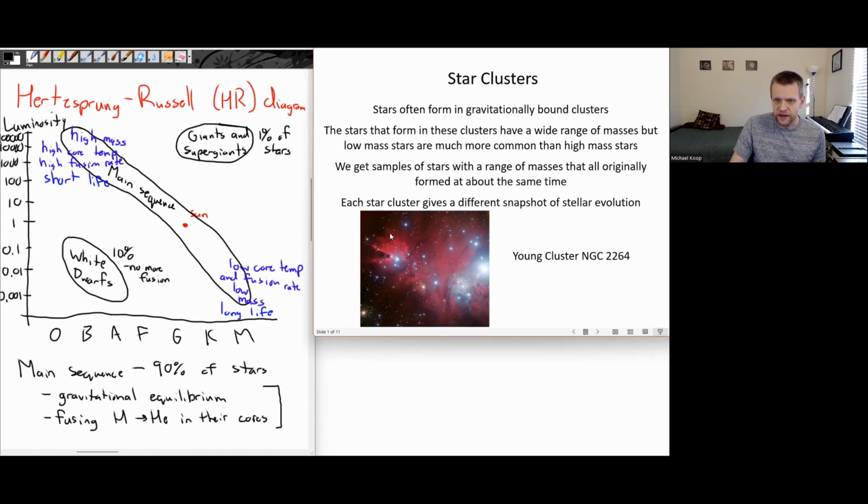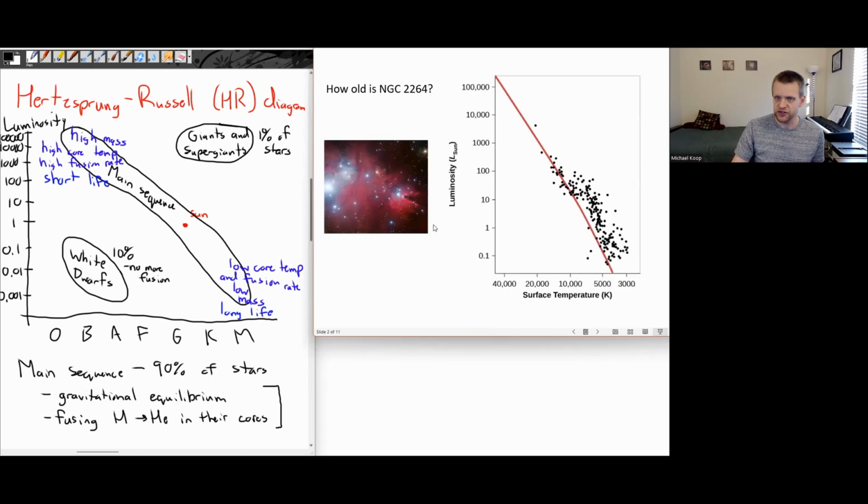So for example, this image shows a relatively young cluster. We see a few of these very high mass, very high temperature blue main sequence stars. And most of the other ones would be the low mass main sequence stars. But if we look at this diagram, let's say we look at the luminosity versus the surface temperature. And this red line represents the main sequence stars, that main sequence band. And most of those stars are, in fact, main sequence stars.